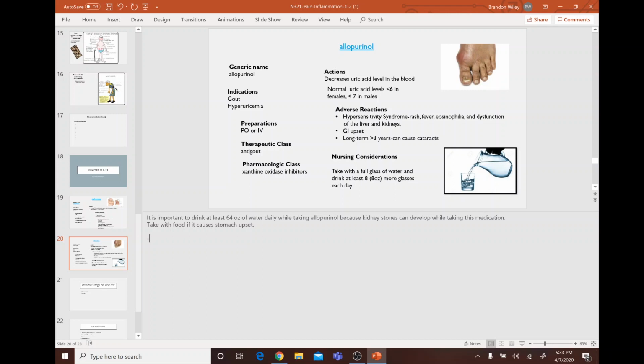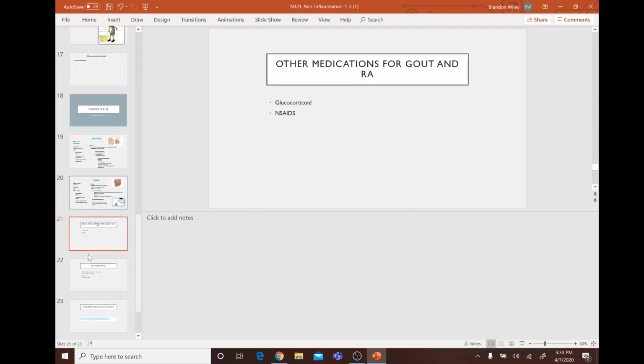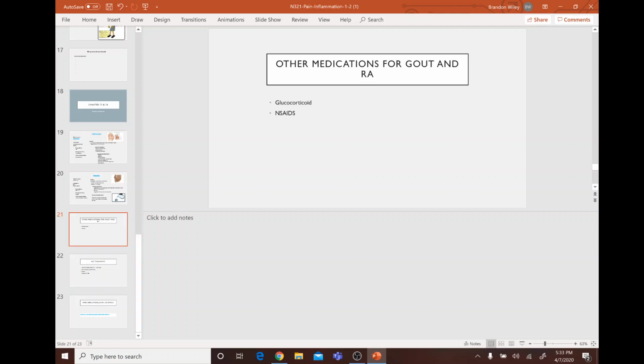What are the adverse reactions of allopurinol? Hypersensitivity syndrome, like rash, fever, eosinophilia, and dysfunction of the liver and kidneys. GI upset. Long term, greater than 3 years, can cause cataracts. Take this with 64 ounces of water, all right? Because you can get kidney stones from it, and take with food, all right? Allopurinol. Other meds for gout and RA are going to be glucocorticoids and NSAIDs.